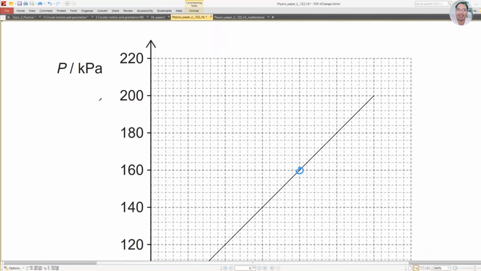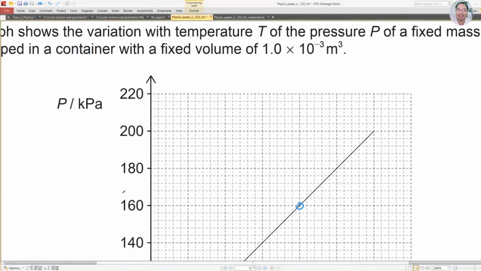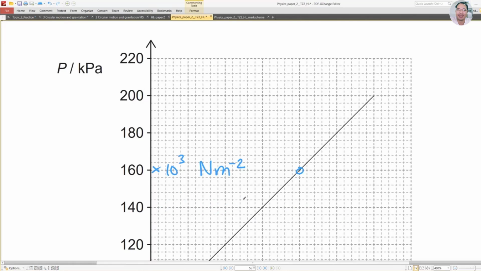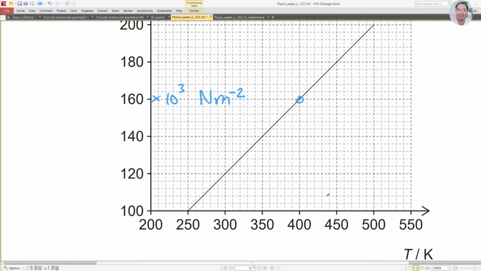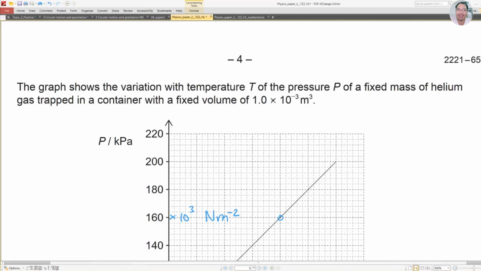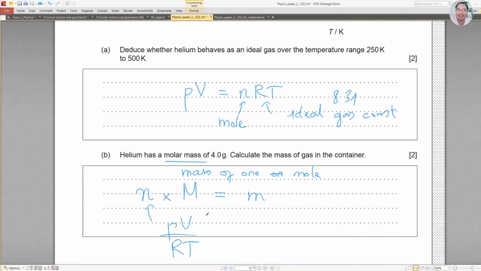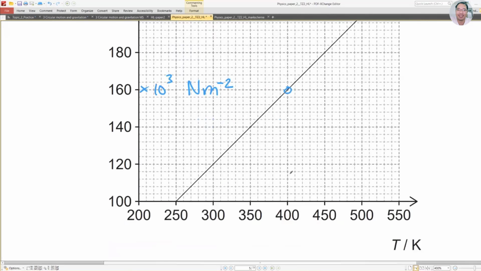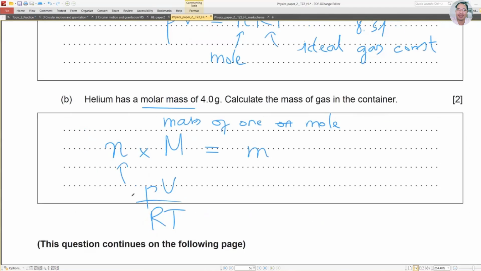The pressure is 160 kilopascal, and multiply by 10 to the 3 to convert it into Pascal, which means Newton per meter squared. Then multiply by the volume given here, 1.0 times 10 to the negative 3 meter cubed, giving PV, and then divide it by the corresponding temperature, 400 Kelvin, and you get the number of moles.